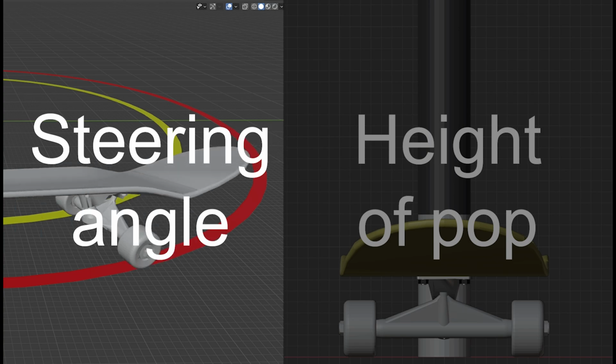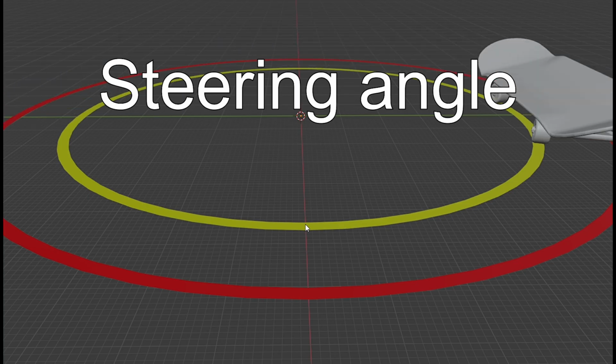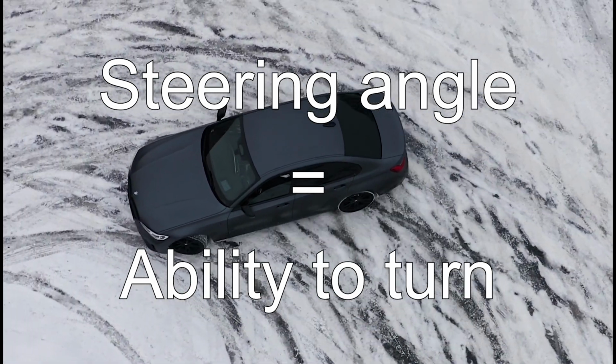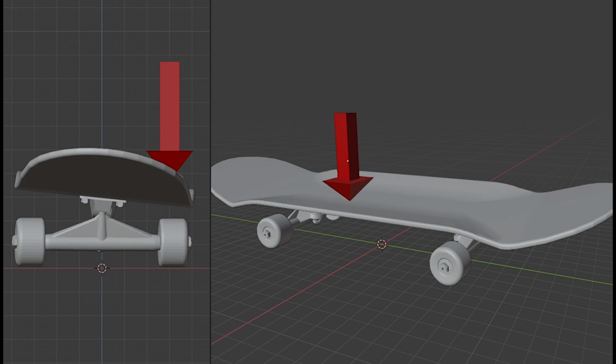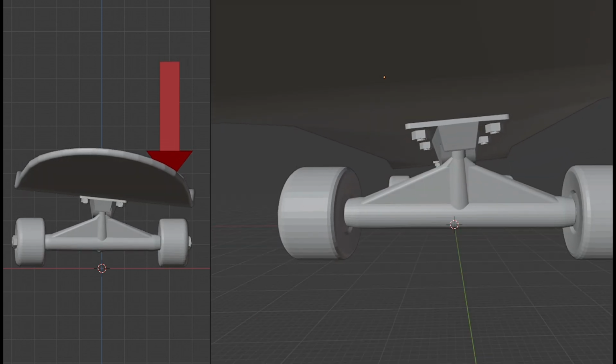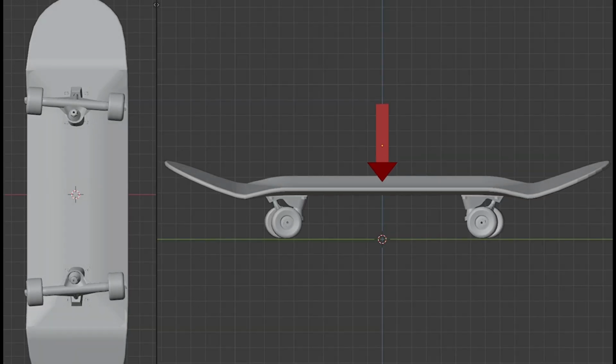The wheelbase affects two things: steering angle and height of pop. Starting from the steering angle, in other words, an ability to turn. When you turn on a skateboard, you put your weight on one side of your board, and then you'd be angling your trucks in your board.